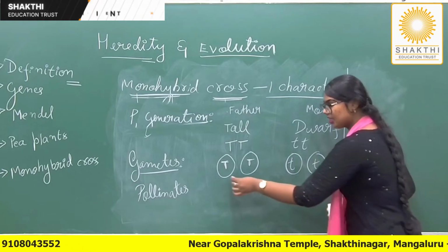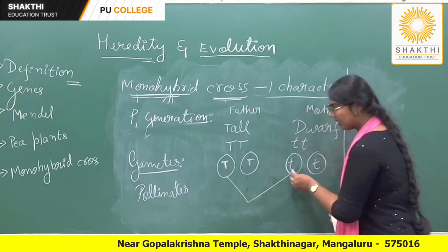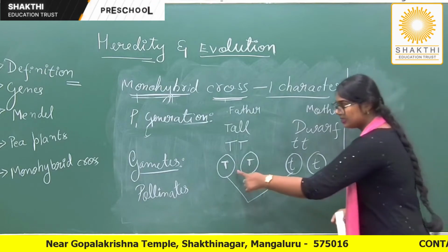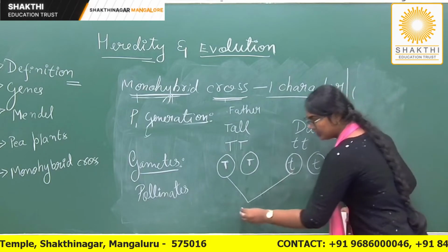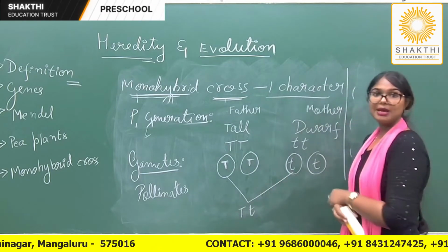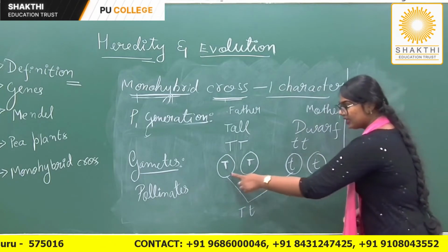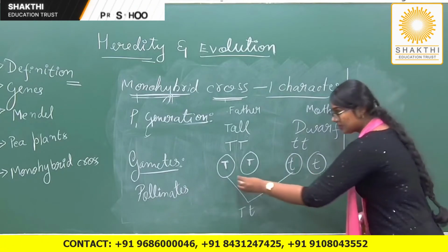During pollination, either this gamete can go and meet this gamete. This gamete will combine with this gamete. What do we get? Capital T, small t. Write it down, capital T, small t. This gamete can meet this. This is a possibility.